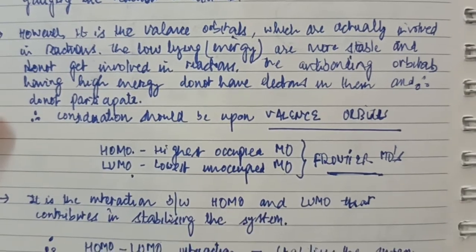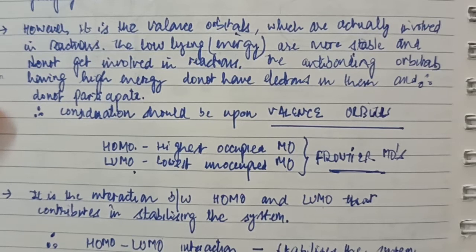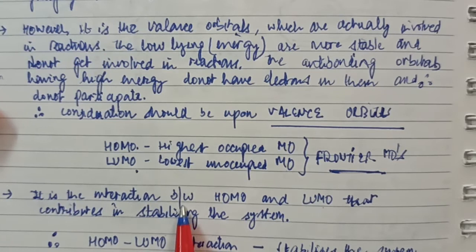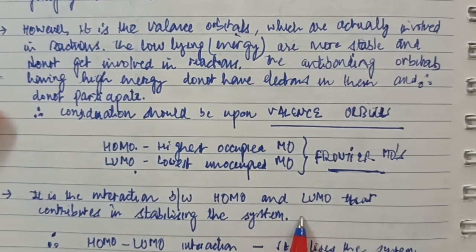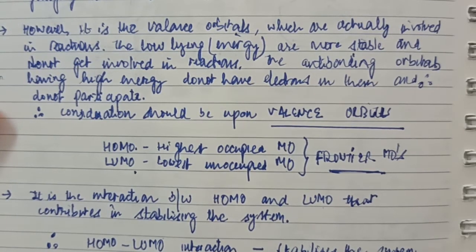Right. Now, it is the interaction between the HOMO and the LUMO. Let's say, for example, we are considering a cycloaddition reaction. In a cycloaddition reaction, we know there are two reactant systems. For example, in a Diels-Alder reaction, we have a diene and a dienophile. So, if I have two reactants, I need to consider the HOMO of one reactant and the LUMO of the other and consider their interactions. Therefore, it is the interaction between the HOMO and LUMO that contributes and stabilizes the system. It is this interaction which is important.